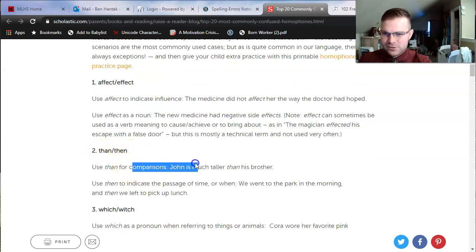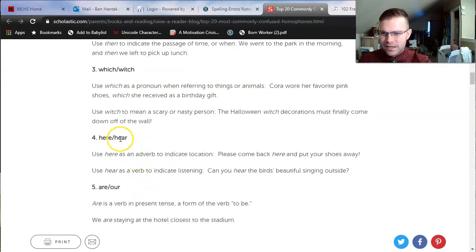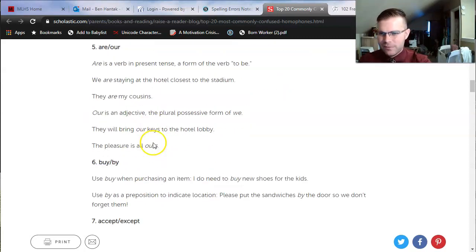Than and then. Than is for comparisons. John is taller than his brother. Then is for passage of time. Which and witch, that one's not as common. Here and hear. Are and our is another one. This one kind of depends on your dialect as well. So like, when I say O-U-R, I usually say our, more like H-O-U-R, hour, and I say are as are, but not everyone pronounces it that way.